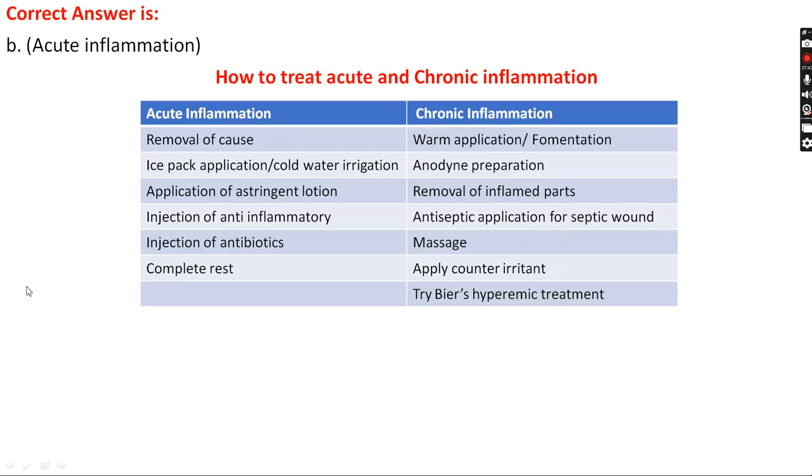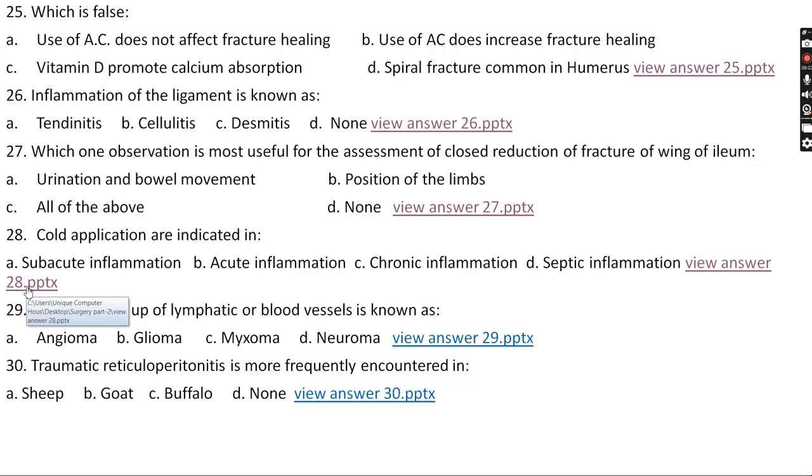Okay. Here's the table which shows how to treat acute and chronic inflammations. In case of acute inflammations, at first we have to remove the cause. We use ice packs, cold water irrigation, and astringent lotions. We also use anti-inflammatory injections, antibiotics, and we provide complete rest. While in case of chronic inflammations, we apply warm applications and anodyne preparations. We also remove the inflamed part. We apply antiseptic solution, massage, and counter irritants to increase the blood supply, and we also try hyperemic treatment.